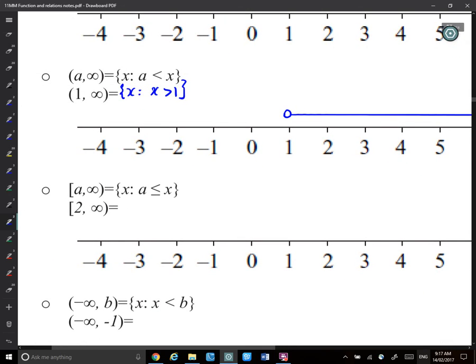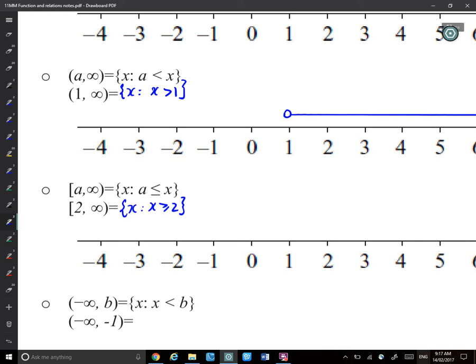Next one is 2 to infinity, but including 2. So it's x greater than or equal to 2. Infinity must be on the right-hand side. And it's always a round bracket. Combined with infinity is always round.